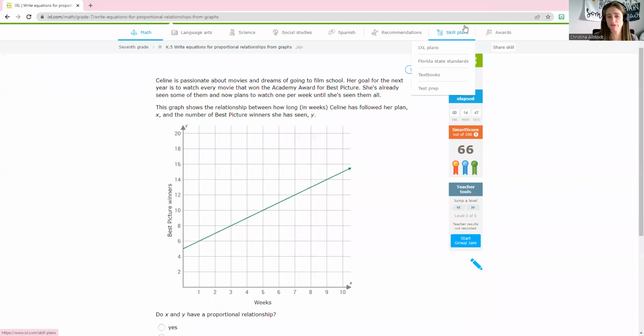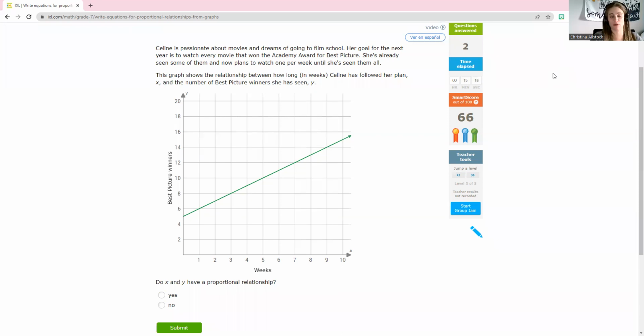All right, we're going to do one final example here. Celine is passionate about movies and dreams of going to film school. Her goal for the next year is to watch every movie that won the Academy Award for Best Picture. She's already seen some of them and now plans to watch one per week until she's seen them all. This graph shows the relationship between how long in weeks Celine has followed her plan, x, and the number of Best Picture winners she has seen, y. We want to know if x and y have a proportional relationship. What do you think?